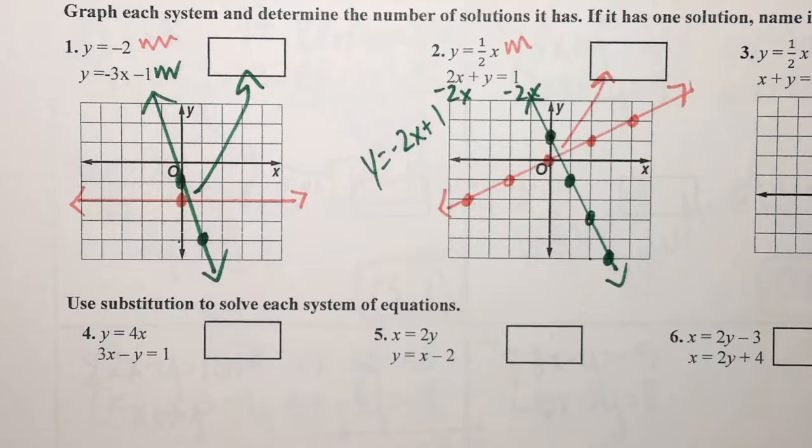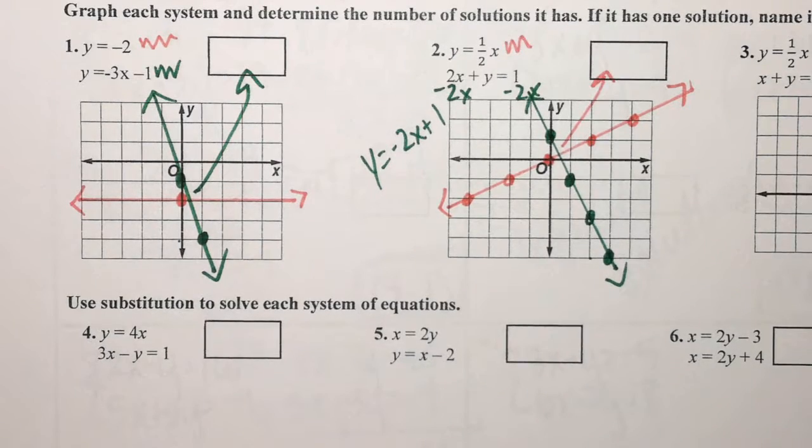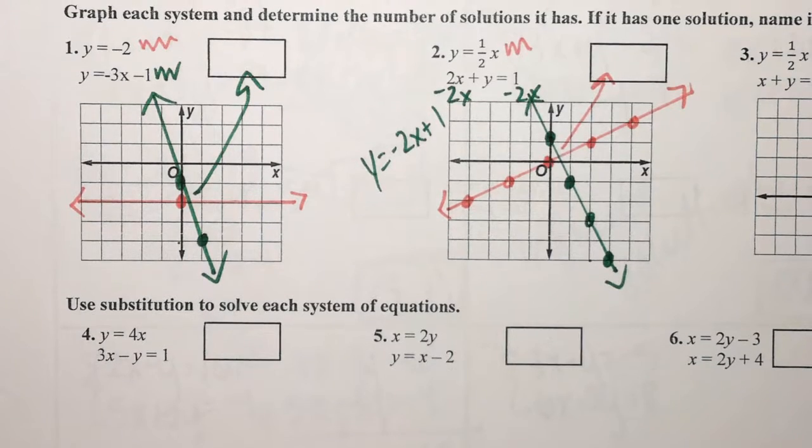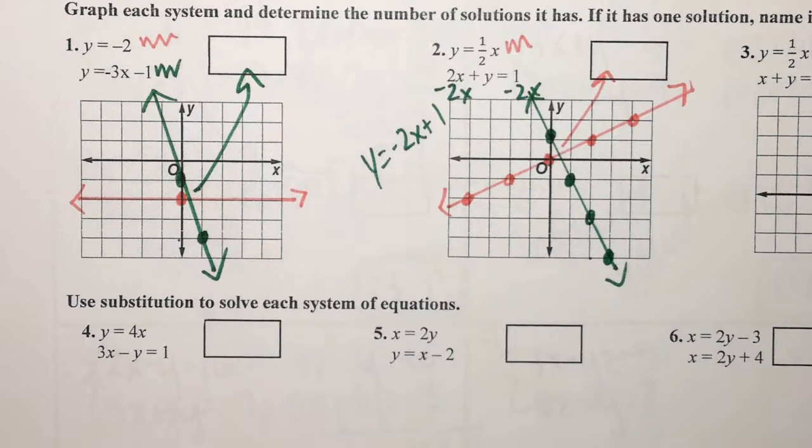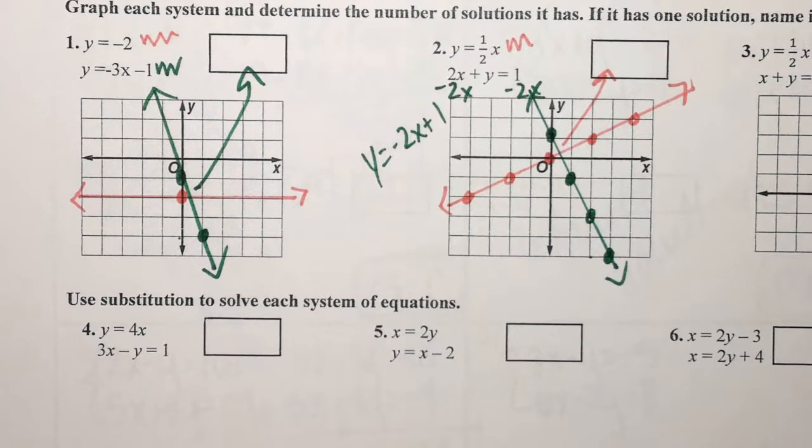Now on number 3, are they both in slope-intercept form? No. Do you need to get the second one in slope-intercept form? Yes, ma'am. By doing what? Subtracting x. Alright, let's look at number 4. Any questions? You gotta do 3 without me. You gotta practice some without me.